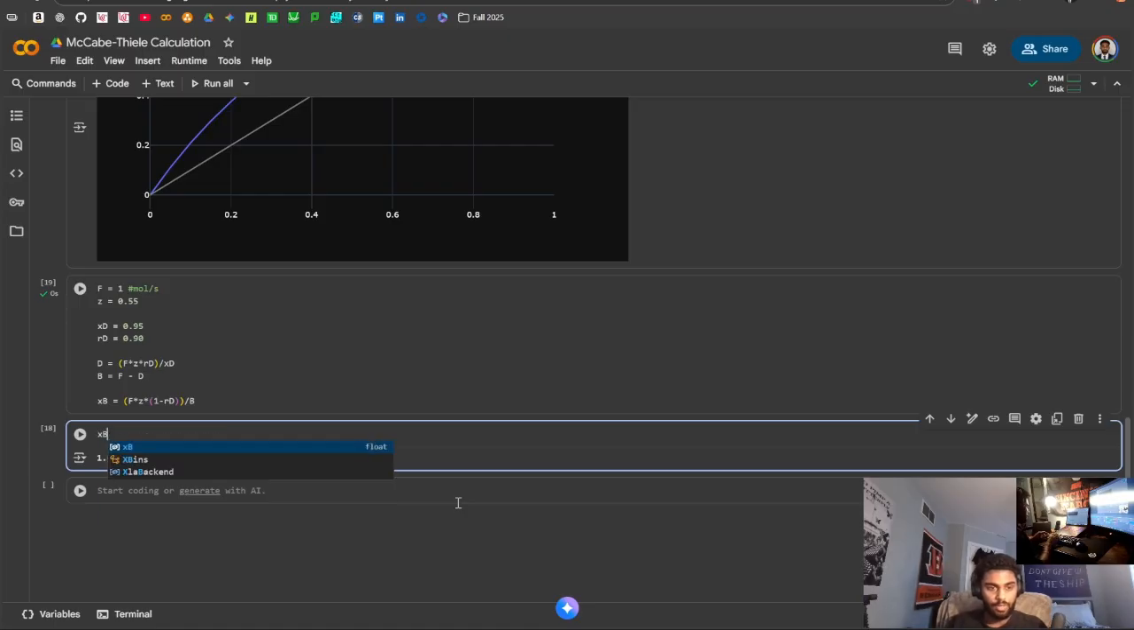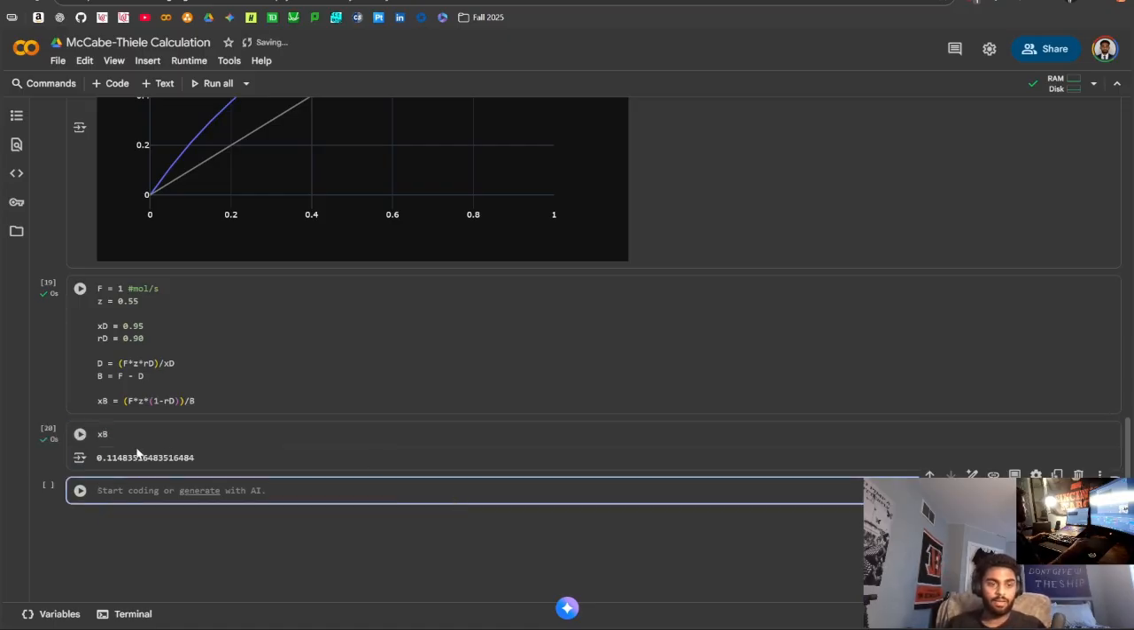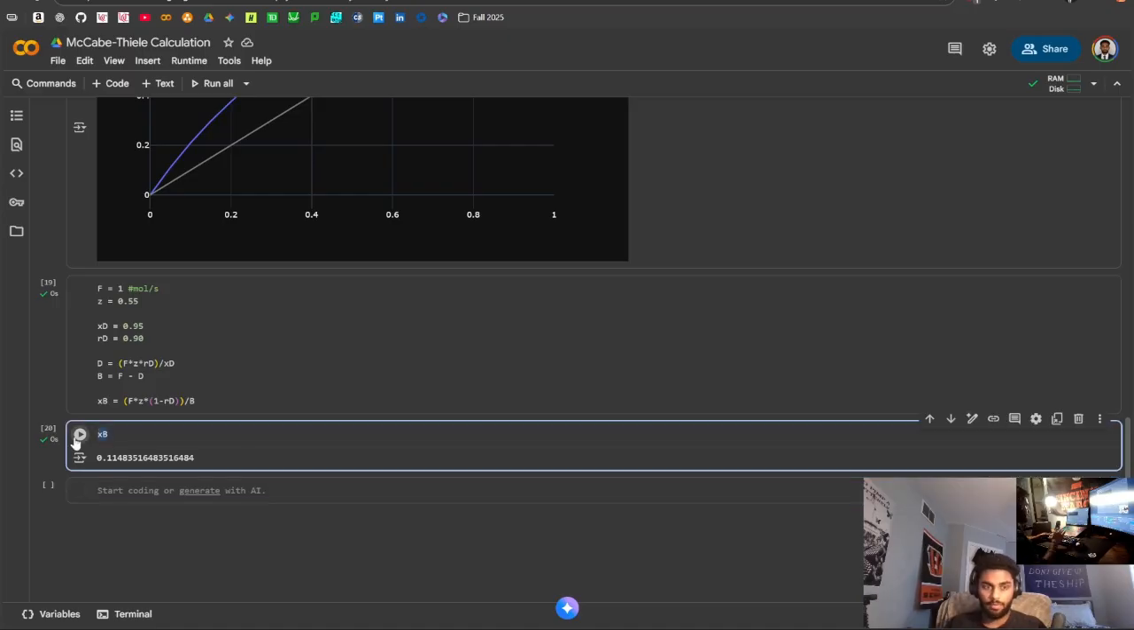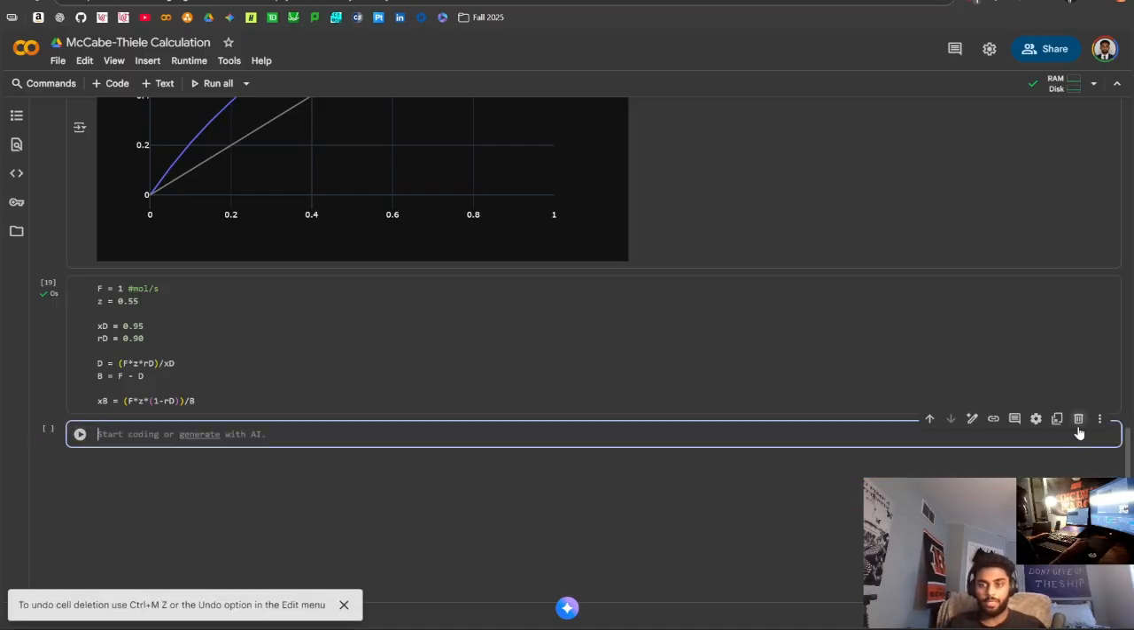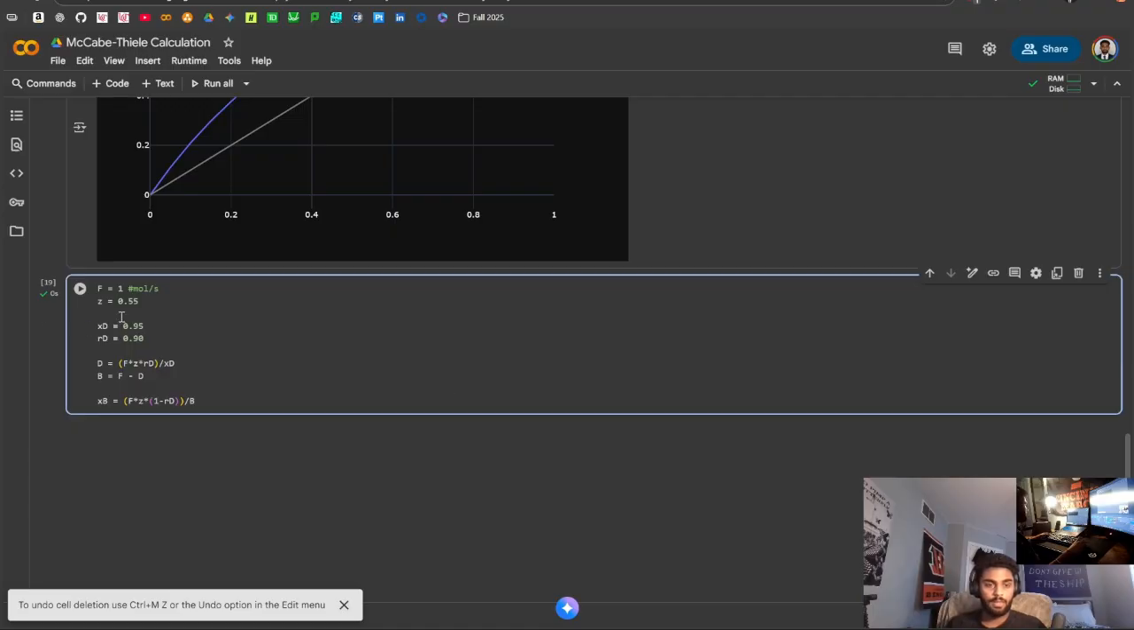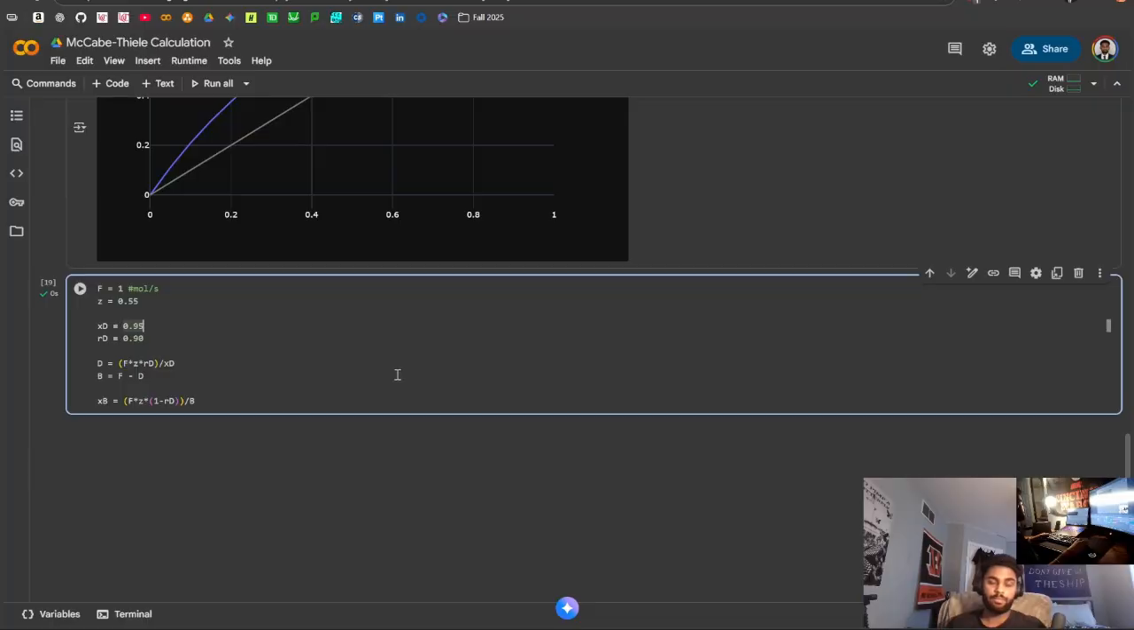So now, if I look at what XB is, we see that whatever is coming out in the bottom, 11% of that is our liquid mole fraction. So that is a pretty easy, simple way to calculate these unknowns given these constraints. And that's pretty cool to see.